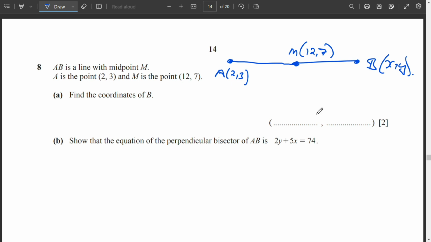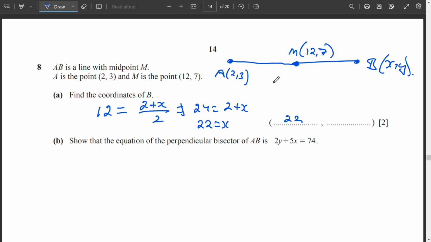Now using the midpoint theorem, midpoint formula. So this 12, the coordinate of the midpoint x-axis equals 2 plus x by 2. So this becomes 24 equals 2 plus x. You take 2 to that side, so that will become 22 equals x. So x is 22.